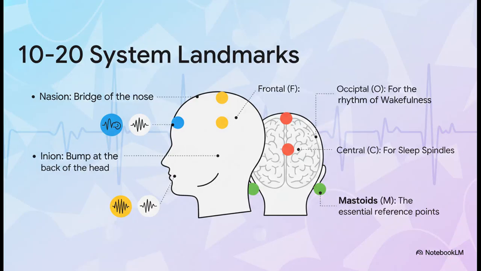It all starts with something called the International 10-20 system. You use these specific landmarks on the head, like the nasion at the bridge of the nose, and then inion at the back. Why? So a lab in New York and a lab in Tokyo are looking at the exact same spot on the brain. It's all about consistency. You can see we put certain electrodes in key spots: occipital for wakefulness signals, central for sleep spindles, and frontal for those really deep sleep waves.